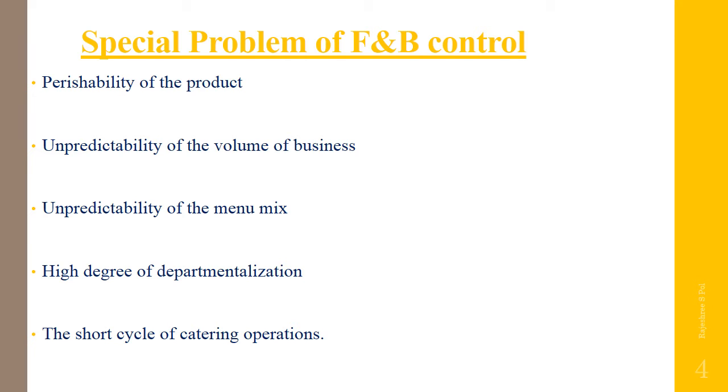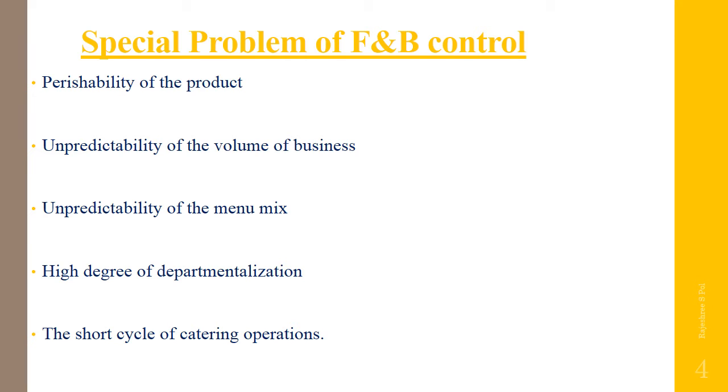There are some special problems linked to F&B controls. The first problem is perishability of the product. Food, whether raw or cooked, is a perishable commodity and has a limited life. The caterer therefore has to ensure that he or she buys or produces in the correct quality and quantity in relation to estimated demand, and that it is correctly stored and processed. This is a limitation of F&B control, the perishability of the product.